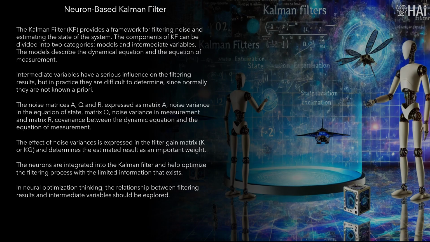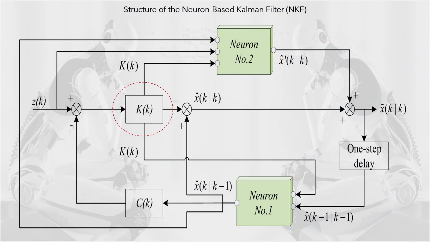The effect of noise variances is expressed in the filter gain matrix, K or Kg, and determines the estimated result as an important weight. The neurons are integrated into the Kalman filter and help optimize the filtering process with the limited information that exists. In neural optimization thinking, the relationship between filtering results and intermediate variables should be explored. The figure shows the structure of the neuron-based Kalman filter, NKF, which is composed of a first neuron unit to predict the state variables, and a second neuron unit to estimate the final state.